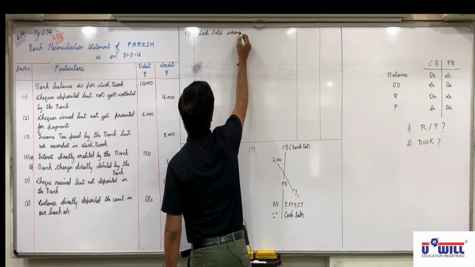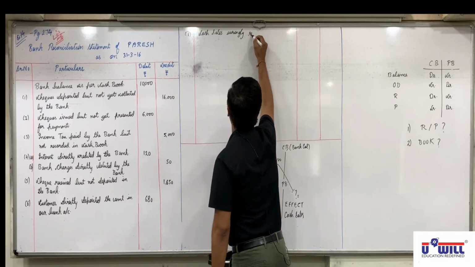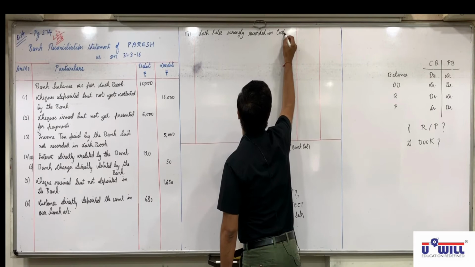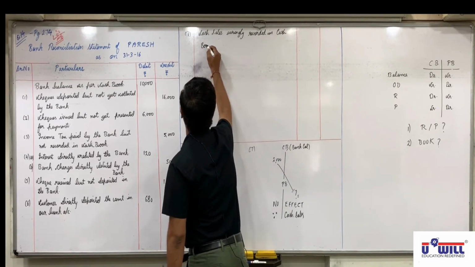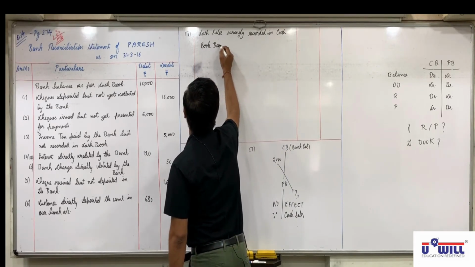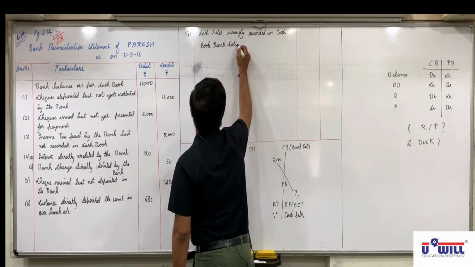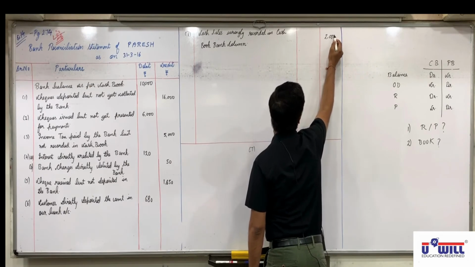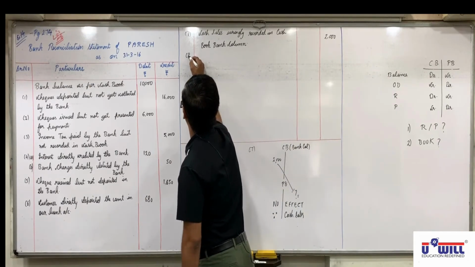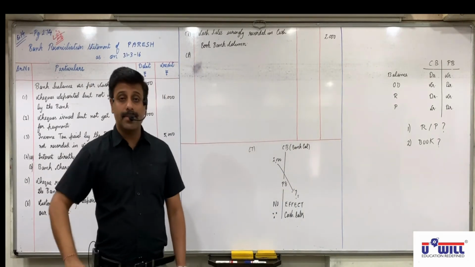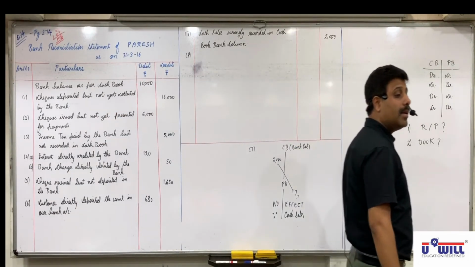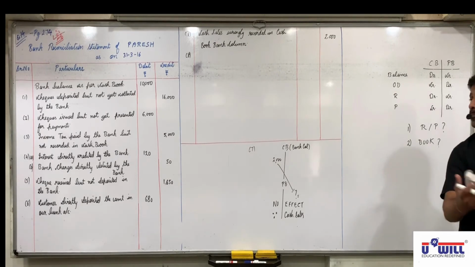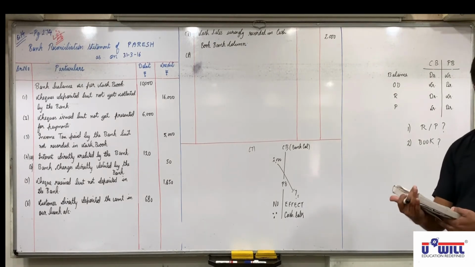wrongly recorded in cash book bank column. So 2000 is debited in cash book but not credited in passbook, so credit in BRS. Any doubt in this? All okay with this? Cash sales wrongly recorded in cash book bank column.